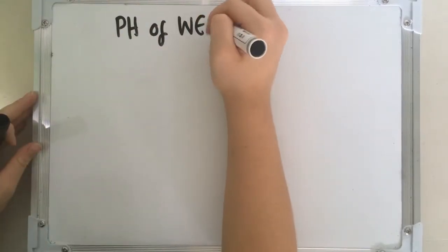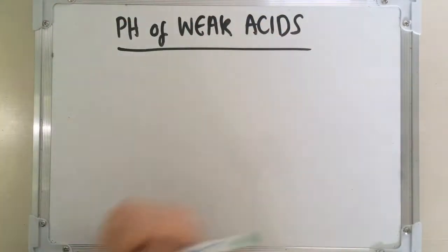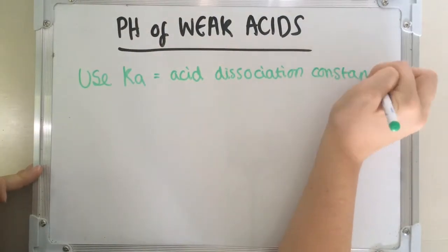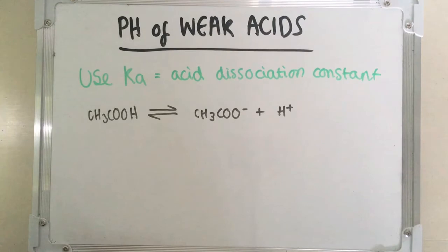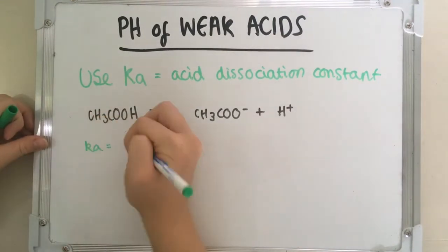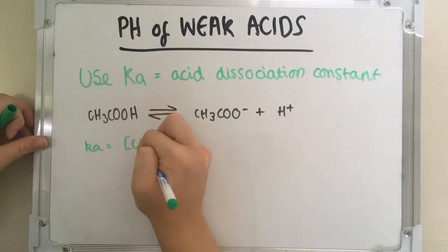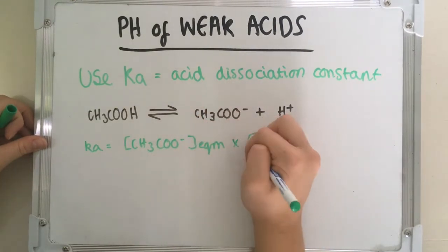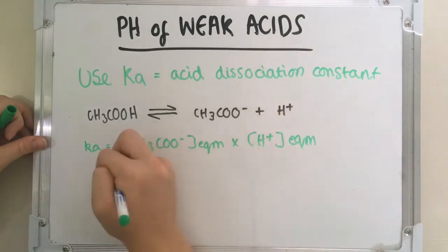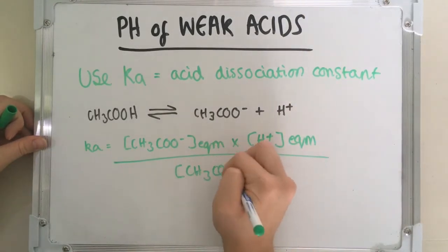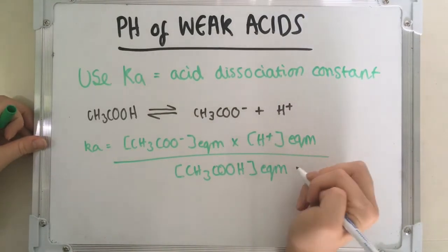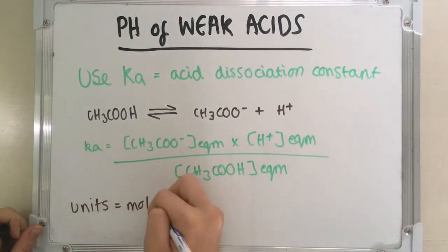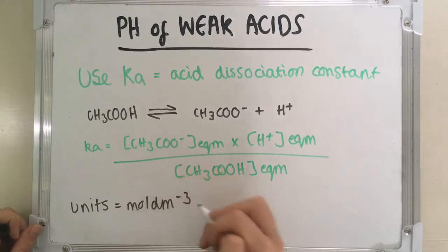Calculating the pH of weak acids is a bit more tricky. You need to use Ka, the acid dissociation constant. This equation shows the dissociation of ethanoic acid. Ka here would be the concentration of the ions at equilibrium divided by the concentration of ethanoic acid at equilibrium. Notice that water is not included in the Ka equation because the concentration of water remains constant. The units for Ka are moles per dm cubed.